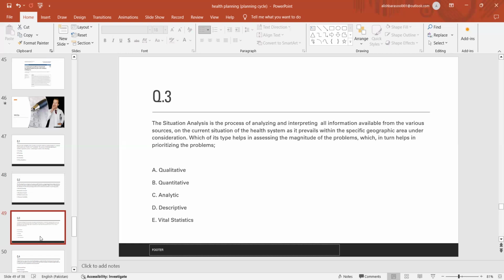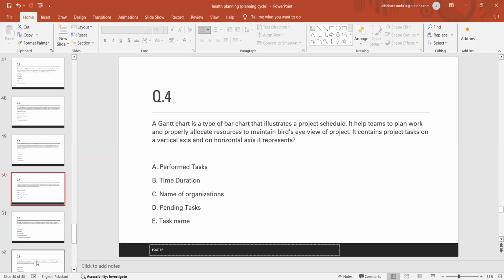The situation analysis is the process of analyzing and interpreting all information available from various sources on the current situation of the health system as it prevails within the specific geographic area under consideration. Which of its types helps in assessing the magnitude of the problems, which in turn helps in prioritizing the problems? It's D. A Gantt chart is a type of bar chart that illustrates a project schedule.